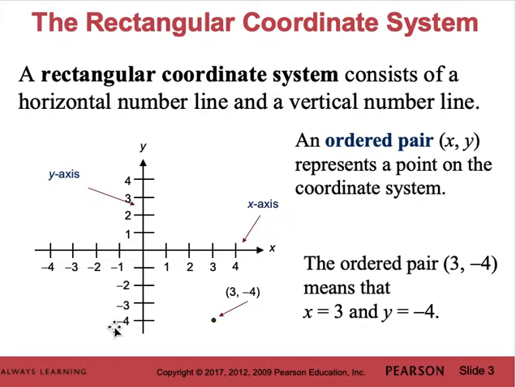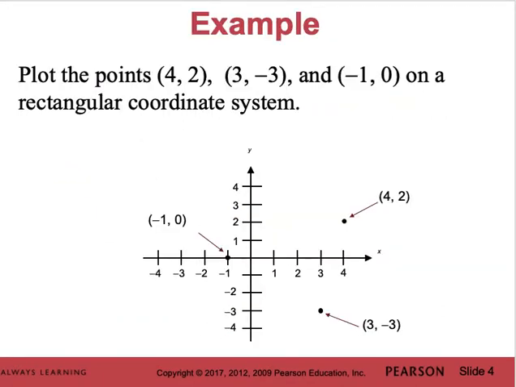So for example, the ordered pair (3, -4): start at your center, start at the origin, go to 3. It's a positive 3, so I'll go over to positive 3. Now go find negative 4 on the y-axis, so negative means I'm going down to negative 4, and where I end is where my point is. Here are 3 other example points that have been plotted on the number line.